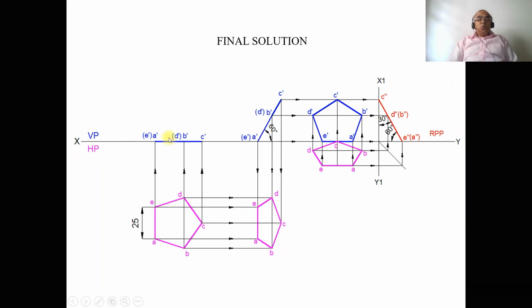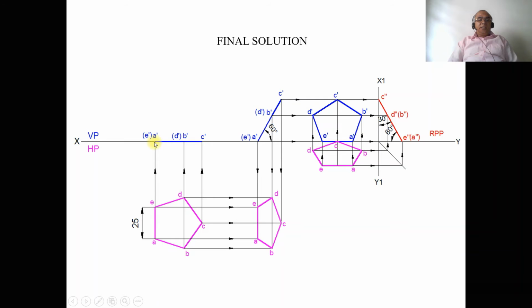Now, since one of the sides is resting on HP, take any convenient distance from the first position front view. You mark this point here and you name that point as A dash and D dash. By using the protractor, you measure an angle with A dash, E dash as center. You measure an angle of 60 degrees with respect to the XY line and then draw an inclined line. Then by using the compass, you measure the distance from A dash to B dash and with A dash as center, cut an arc on that inclined line.